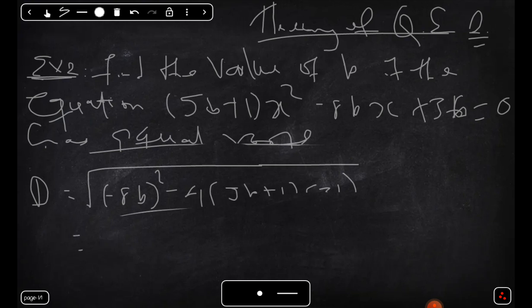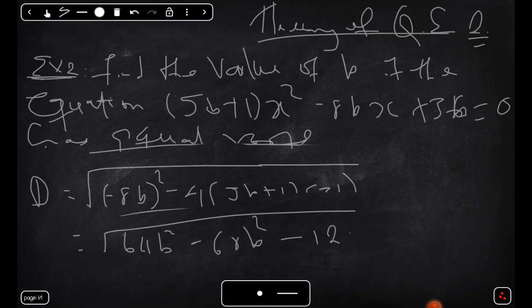Here we have our discriminant equal to the square root of 64b squared minus 60b squared minus 12b. If we now square both sides of the discriminant, we notice that we can take away the square root. So we now square both sides.